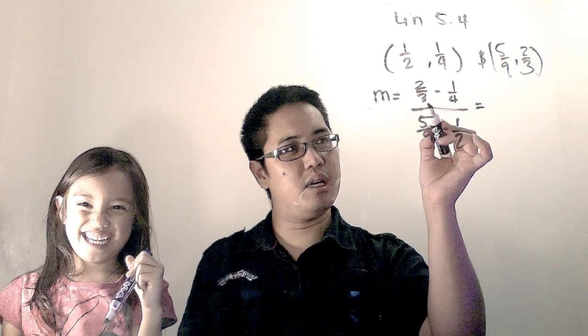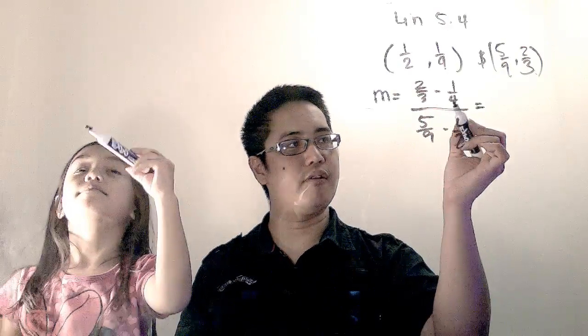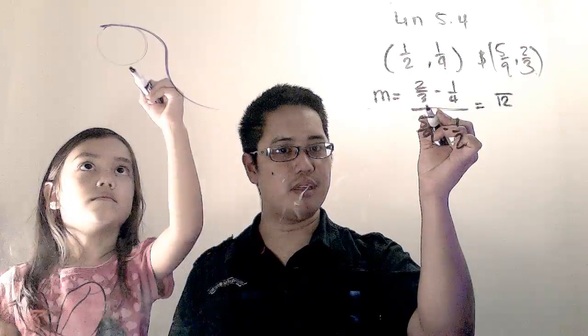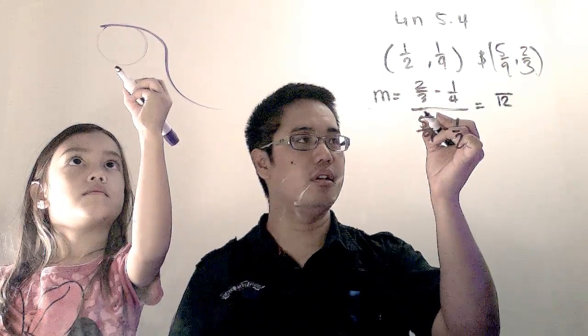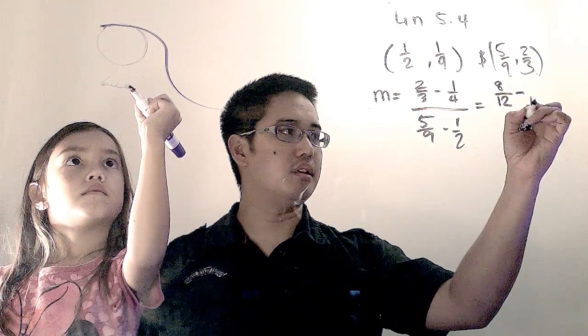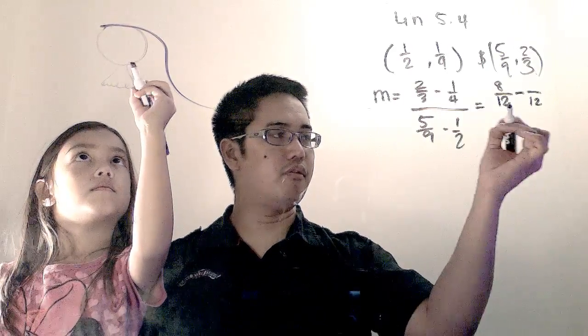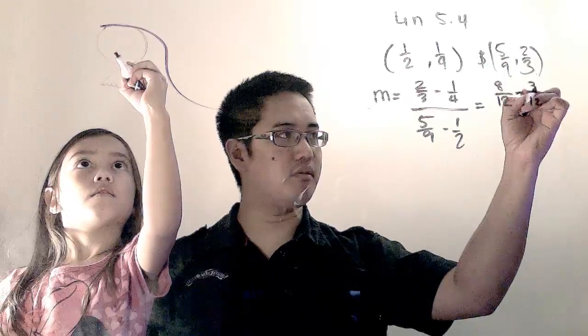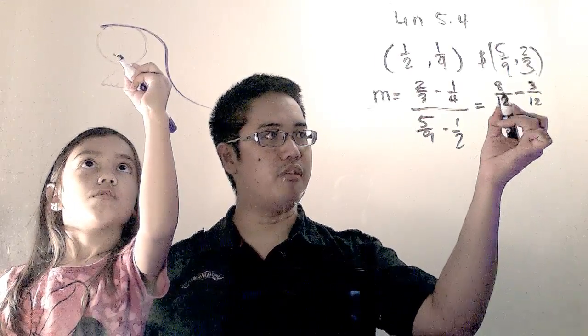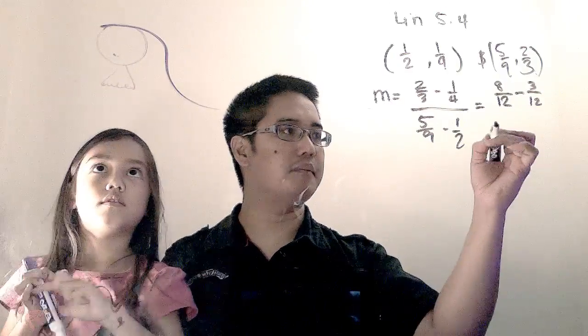The common denominator between 2/3 and 1/4 is 12. In order to make this 12, I had to multiply this by 4. So that would be 8/12 minus 1/4. I would have to multiply that by 3, so that's 3/12. I didn't change anything. All I did was multiply the top and the bottom over here by 4 and the top and the bottom over here by 3.